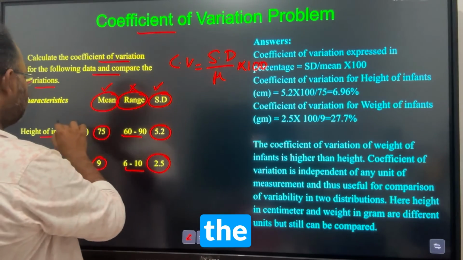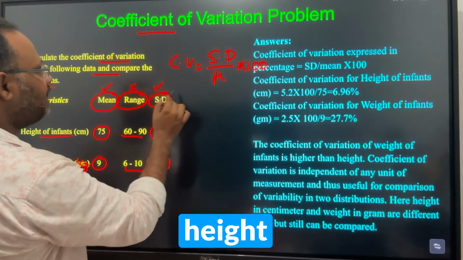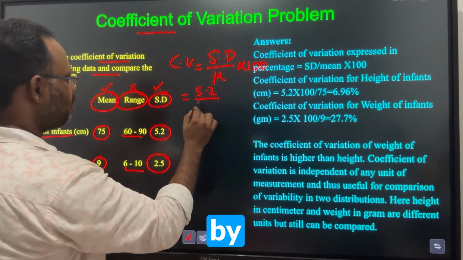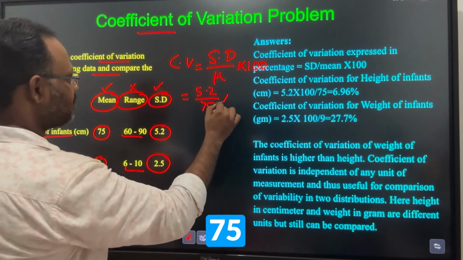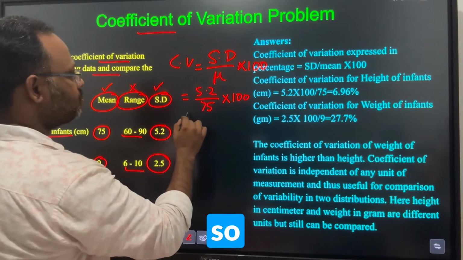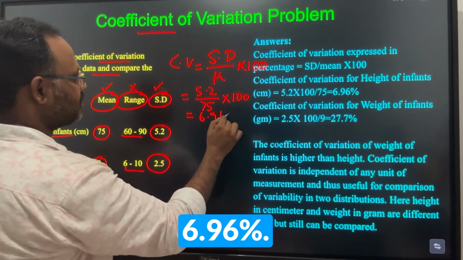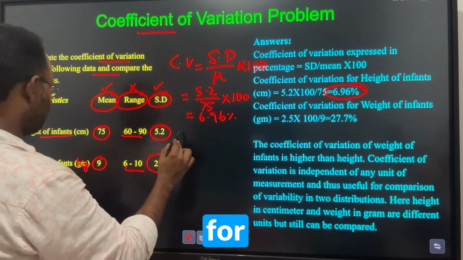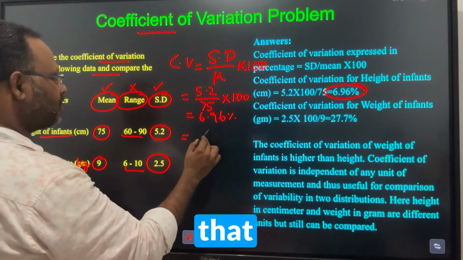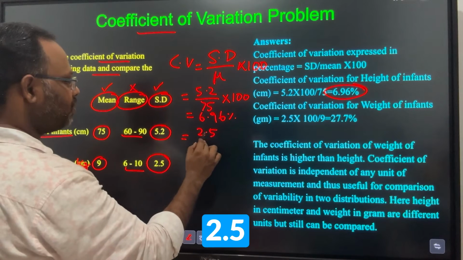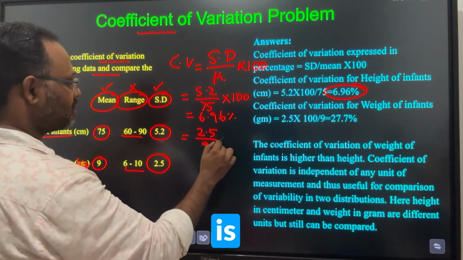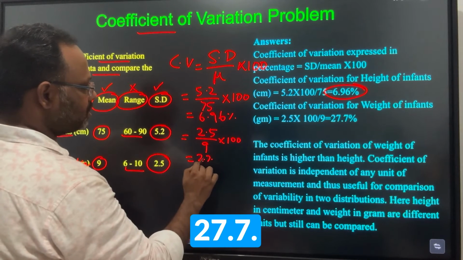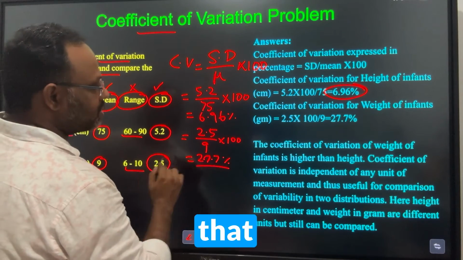So we calculate the coefficient of variation for height first. We put the standard deviation divided by mean, that is 5.2 divided by 75 into 100. So we get 6.96 percent, which is here. Then we have the coefficient of variation for weight of the infants. That is standard deviation 2.5 divided by the mean, that is 9 into 100, which will yield 27.7. So that is present here.